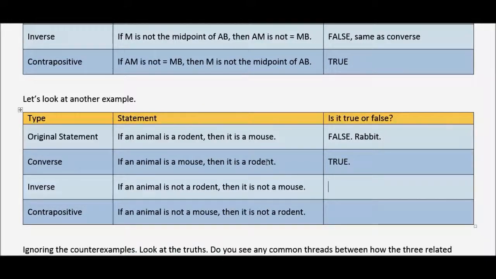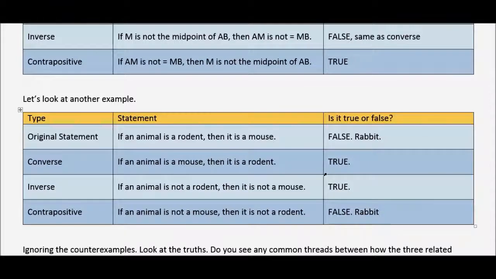If an animal is not a rodent, then it is not a mouse. So if you are not a rodent, can you be a mouse? The answer is no. So that means this is true, because if you're not a rodent, you're not a mouse. So this is a true statement as well. And if an animal is not a mouse, then it is not a rodent. Again, can we think of an animal that is not a mouse, but it is a rodent? Okay, so false. Rabbit works again for this one as well.